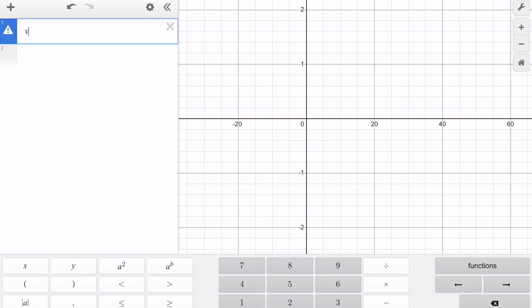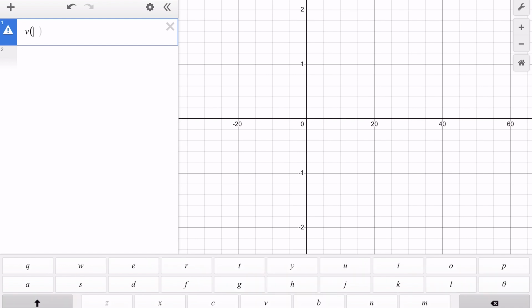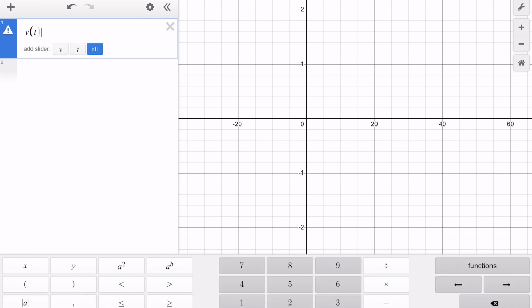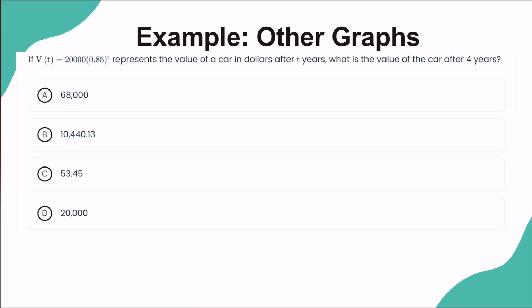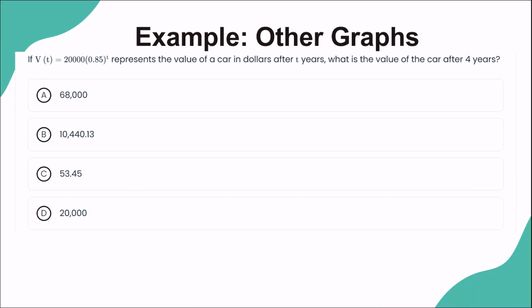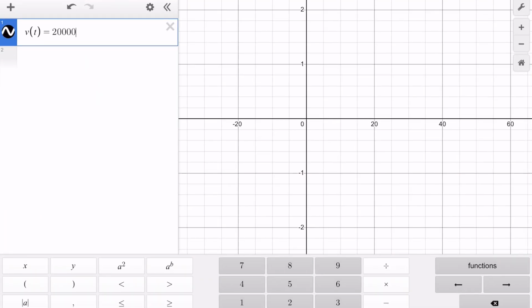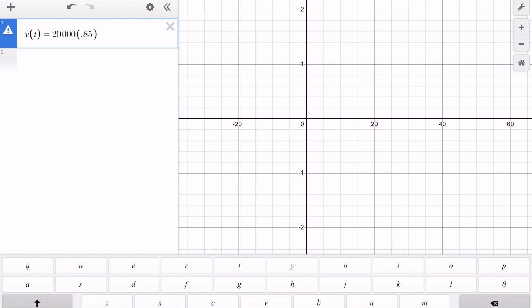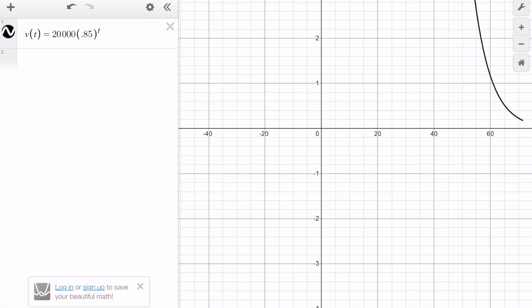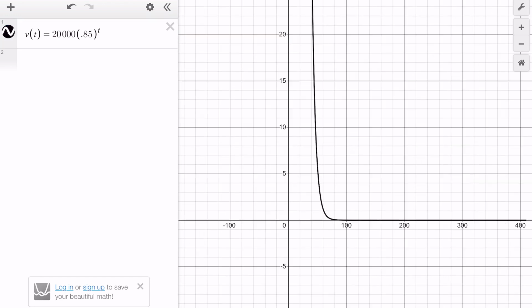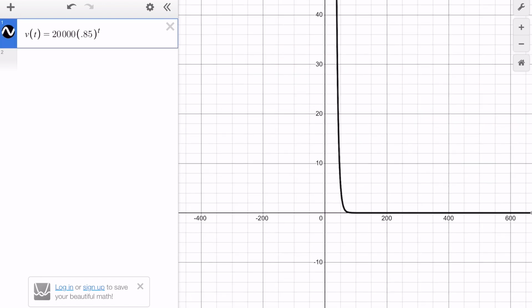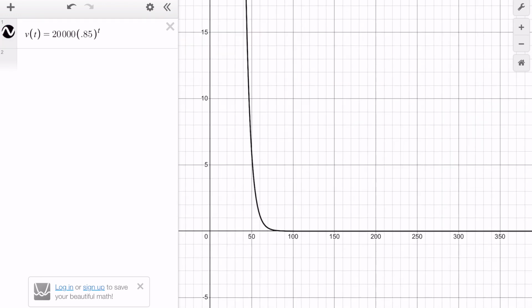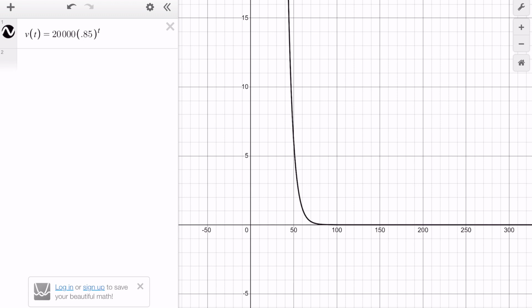Like I mentioned earlier, we can use function notation. So v of t equals 20,000 times 8.5 to the t. This is going to give us our kind of exponential decay question. As we can see, it's going down very sharply until we're approaching 0.